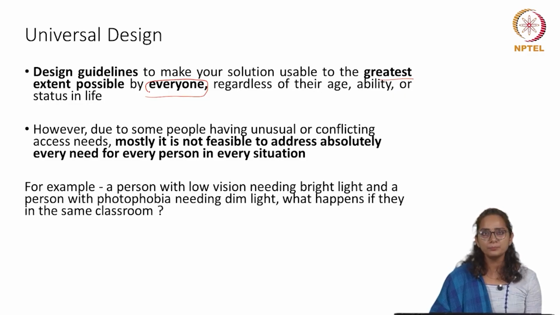For example, a person with low vision needing bright light in a classroom and a person with photophobia needing a dim light in a classroom. What happens if they are in the same class? How do we enable the lighting system in the class? So many times that would be the case.